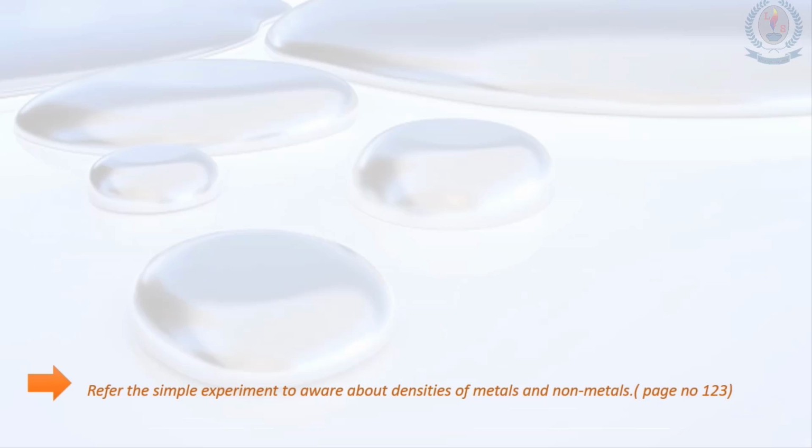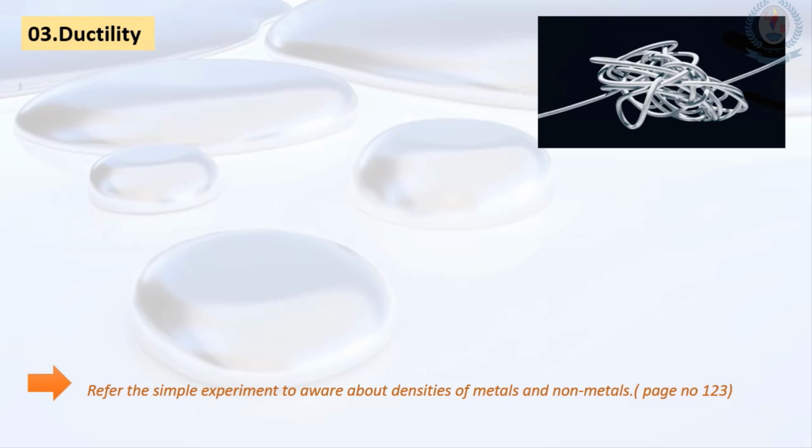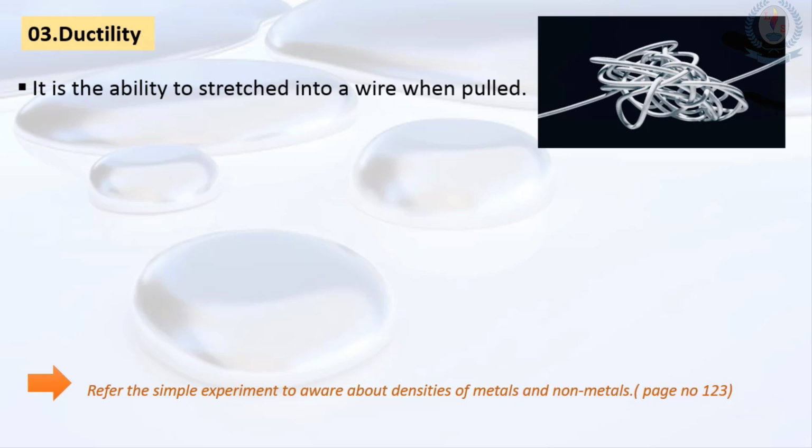Okay, our third property is ductility. What is the meaning of ductility? It is the ability to stretch a metal into a wire when we pull it. Almost all pure metals are ductile. That means when we apply force on a metal and stretch it with a higher force, we can make it into a wire without breaking. So almost all pure metals are ductile, and we call that property ductility.